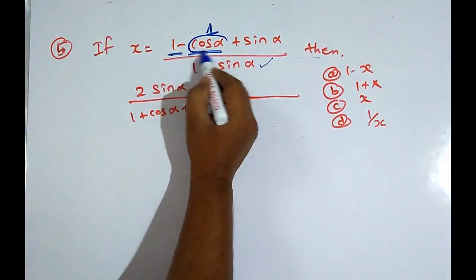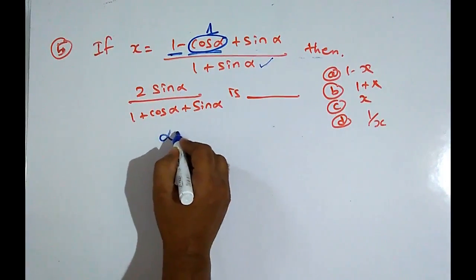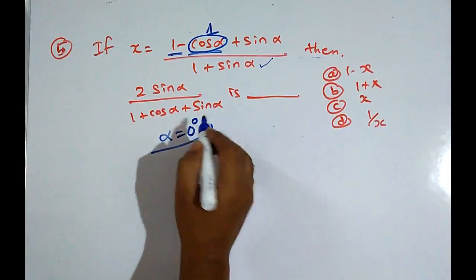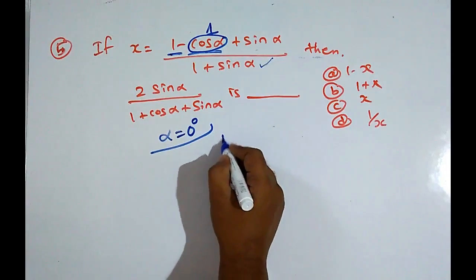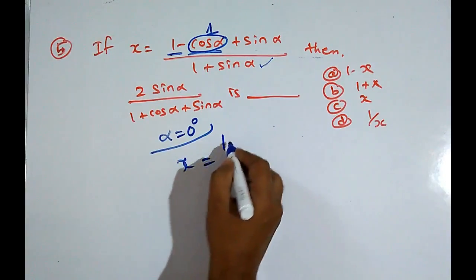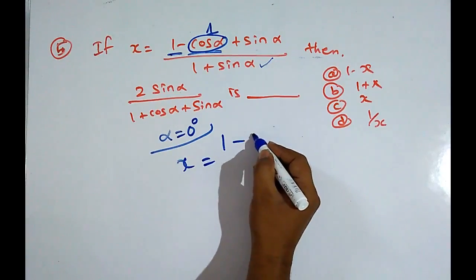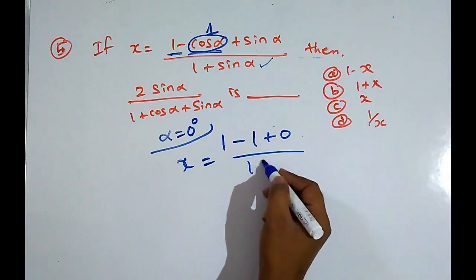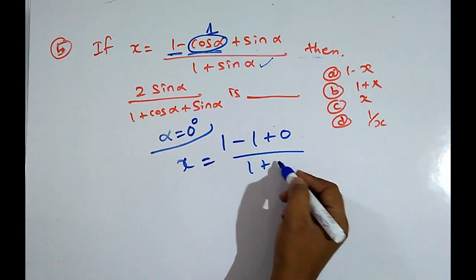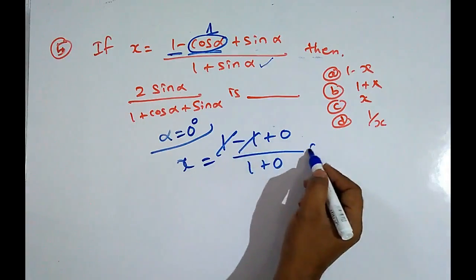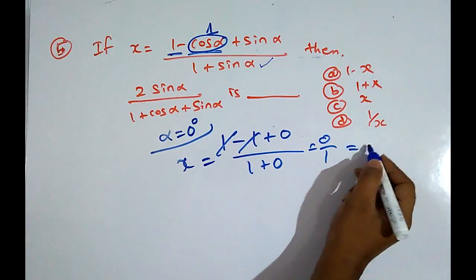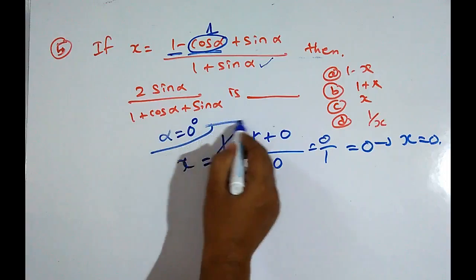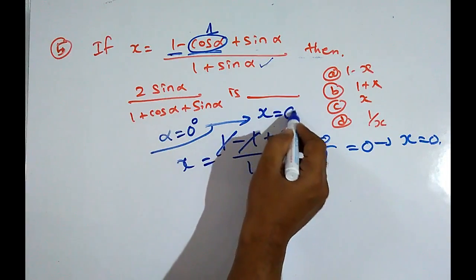So to get cos alpha equal to 1, alpha should be 0 degrees. Cos 0 is equal to 1. Why don't we substitute alpha equal to 0 degrees? If we substitute here, x becomes 1 minus cos alpha, that is 1, and sin 0 is 0, divided by 1 plus sin alpha. Sin 0 is again 0. We get 0 by 1 is equal to 0. So x we are getting 0, friends. For alpha equal to 0, we are getting x equal to 0, friends.